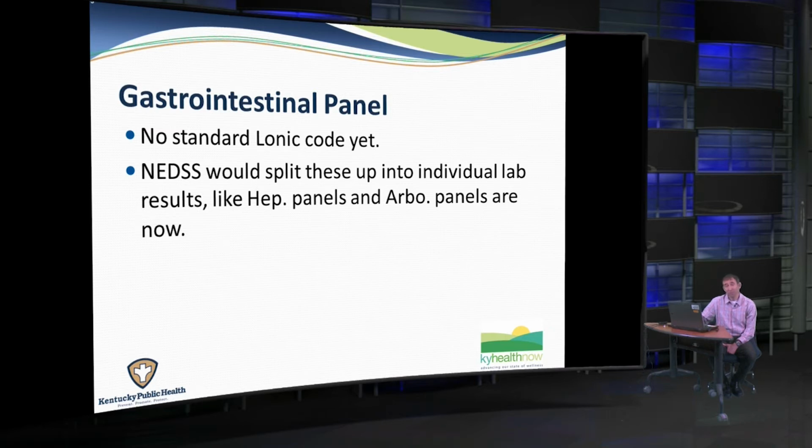So what happens? This could happen before it gets into NEDSS via the Health Information Exchange, or once it gets into NEDSS. The panel can either come in as a panel if it's set up that way, or a lot of times it will get split up into individual lab results, like HEP panels and ARBO panels do. This happens quite a bit, and I think I have a slide later that will show this. As Christy says, you have to cipher through those and understand what you're looking at. The Health Information Exchange splits these on each test.